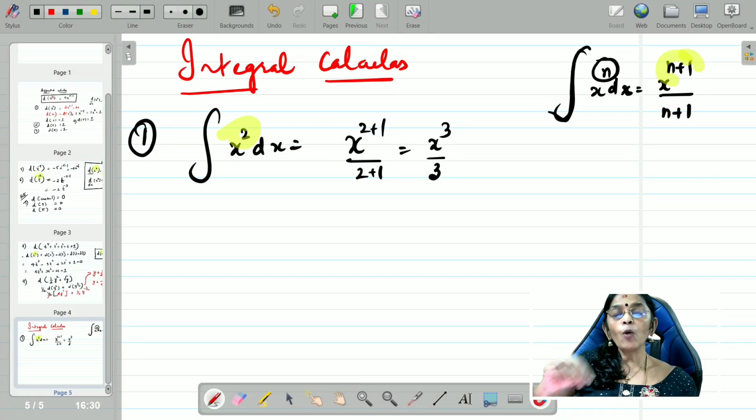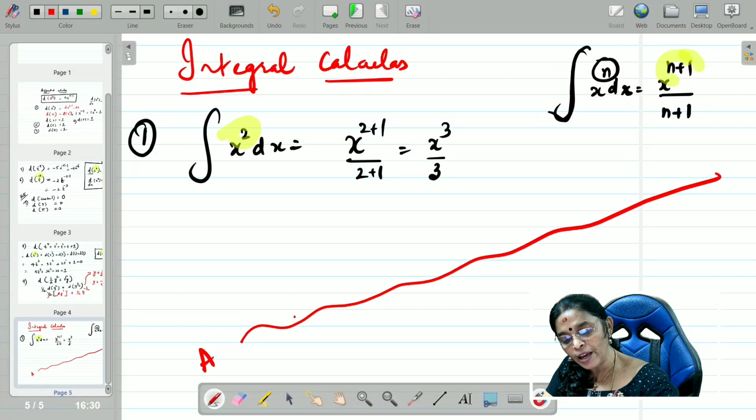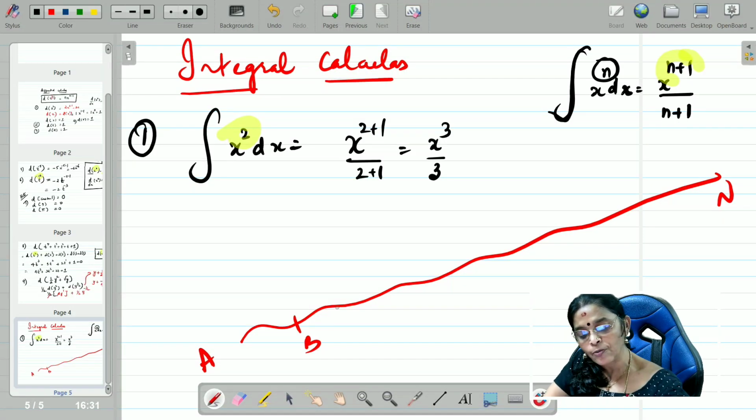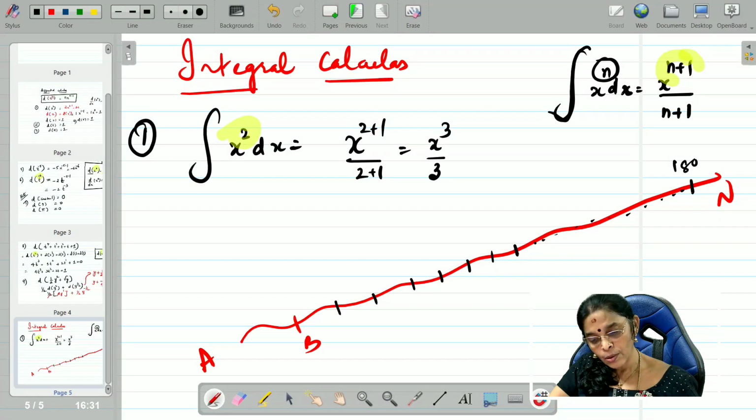Right? Now, within the limits, I have told you, you are going to add up. If you do not know A to B, I know, but I don't know A to N. I am going to divide into equal parts. So therefore, I am going to divide first part, second part, third part, fourth part, fifth, sixth part. Like that, it just goes on. So like that, some 180th part or nth part, or infinite part.